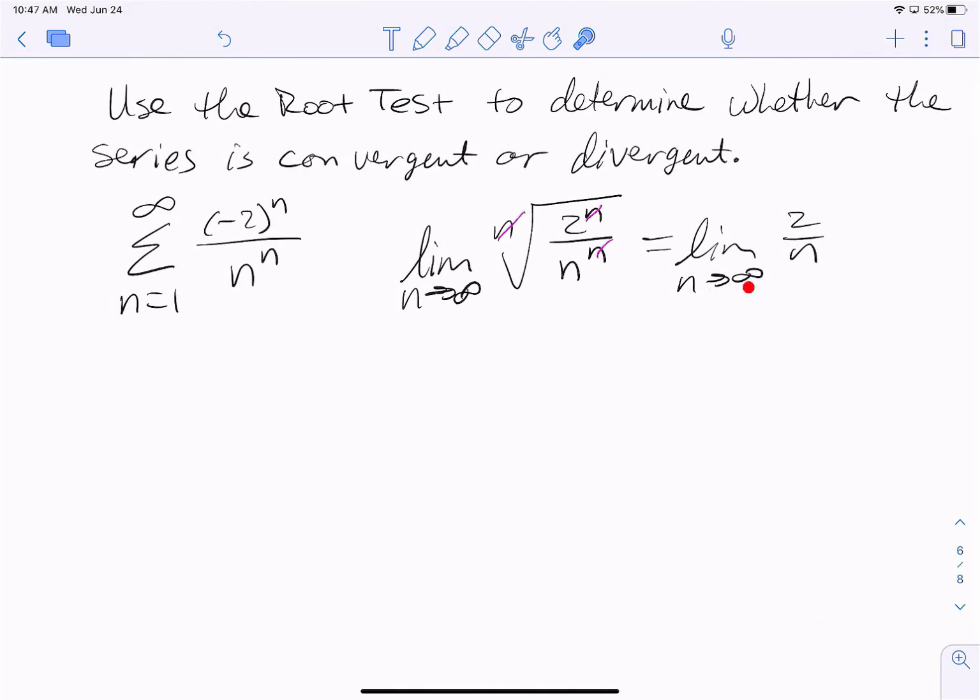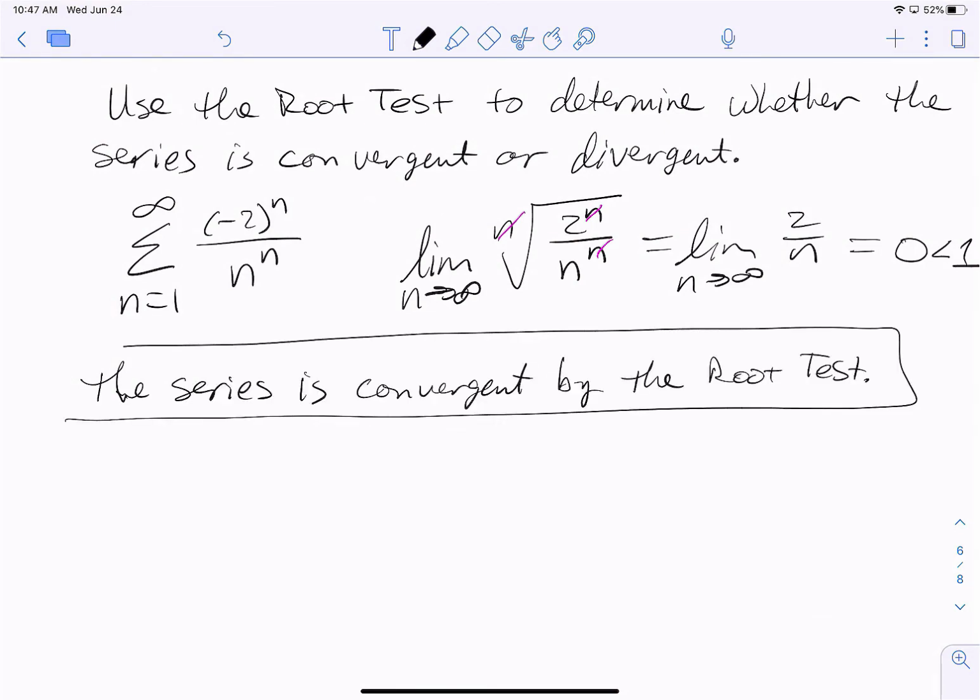As n approaches infinity, 2 over n goes to 0, which is less than 1. So the series is convergent. And of course, we used the root test, so it's convergent by the root test. Folks, remember that for the limit comparison test, if I get an answer of 0, then it becomes one of our special cases. And I just want to underscore a difference between the root test and the limit comparison test. If it's less than 1, we're good to go. So make sure you have those distinctions down.